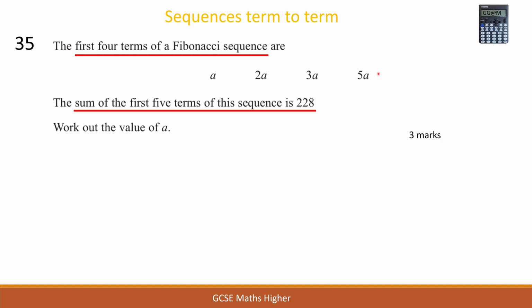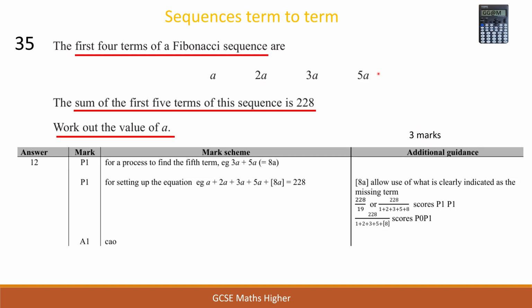Fantastic work. So these are the key words that have been highlighted here. This was your answer. You should have got an answer of 12. This P1 is a process mark. A1 is an answer mark. Remember, the CAO means correct answer only. So make sure you know what these letters stand for in the mark scheme. Great work. Well done.